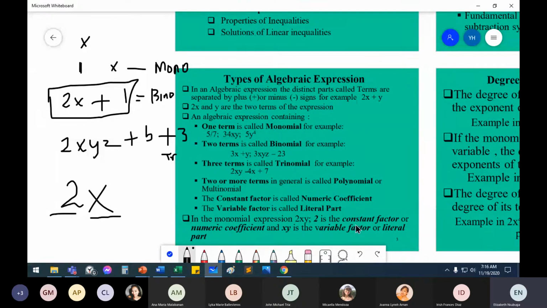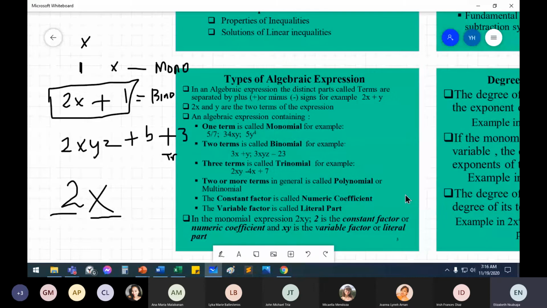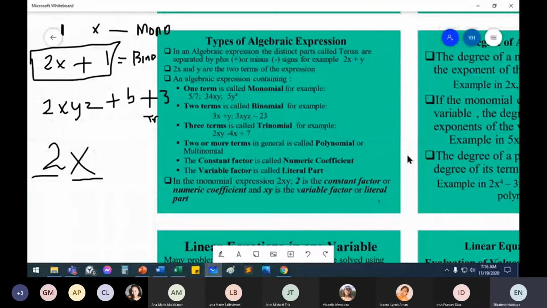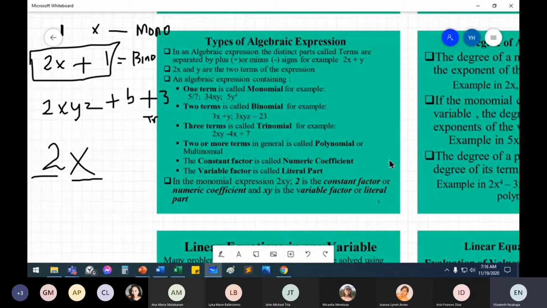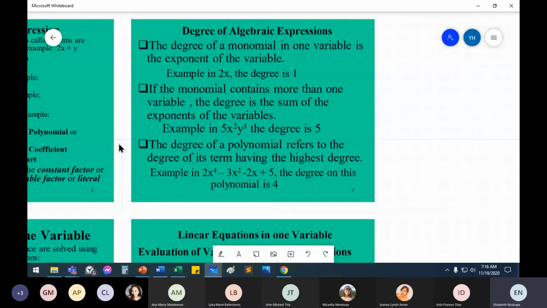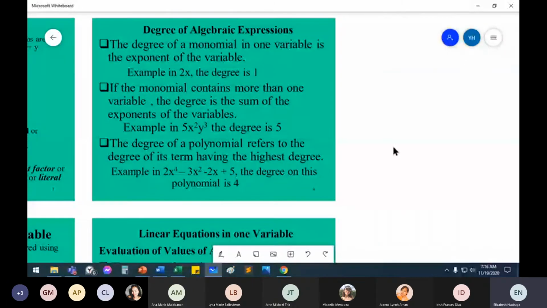So now we looked at the types. We learned about mono, bi, and tri, and poly, of course. Now let's look at what they call the degree of an algebraic expression. What does this stand for? Before I say that, we are only going to be dealing with expressions which are first degree in our linear equations, because when you say linear, if you plot it on a graph, it's going to give you a straight line.